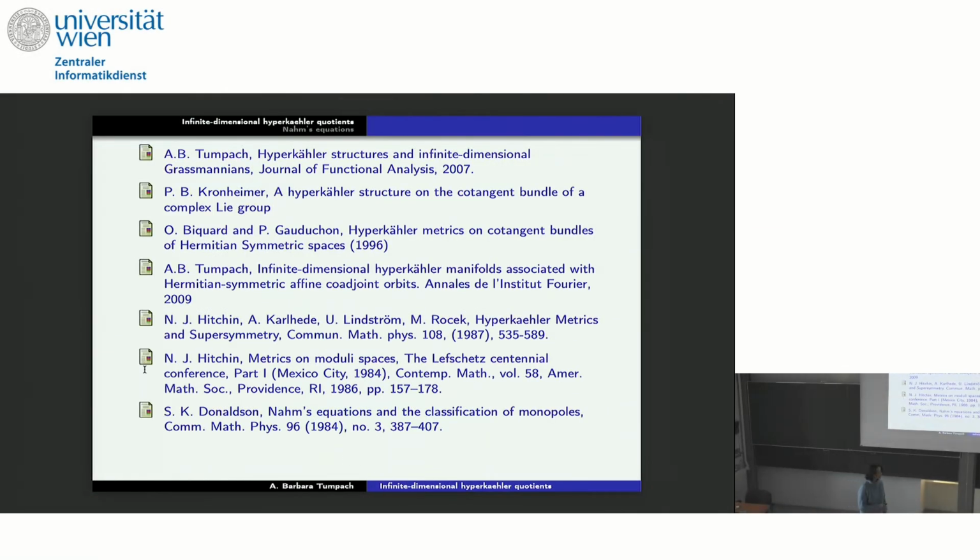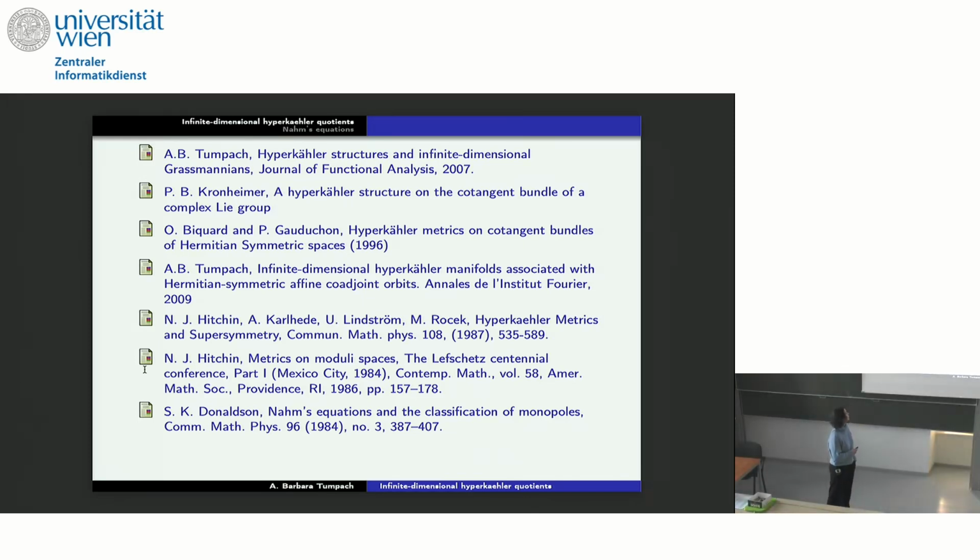My tutorial will be based on old results, so mainly on papers by Hitchin, Donaldson, and Kronheimer. You can also find some of the things that I will talk about in one of my papers, hyperkaehler structure and infinite dimensional Grassmannian, where we got a structure on the infinite dimensional space related to the Grassmannians using a hyperkaehler quotient in infinite dimensions. There are finite dimensional papers also. I didn't put every reference, but perhaps this one, hyperkaehler structure on cotangent bundle of Hermitian symmetric spaces.